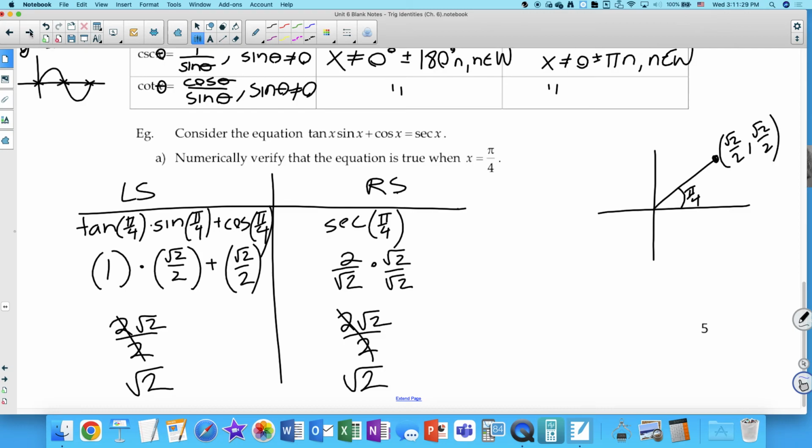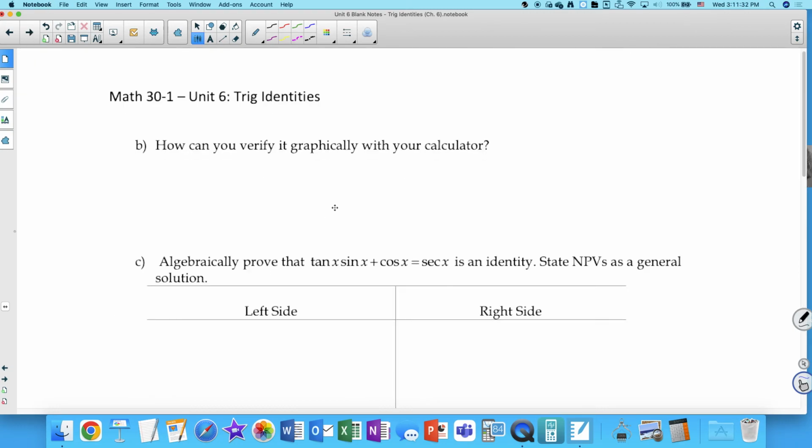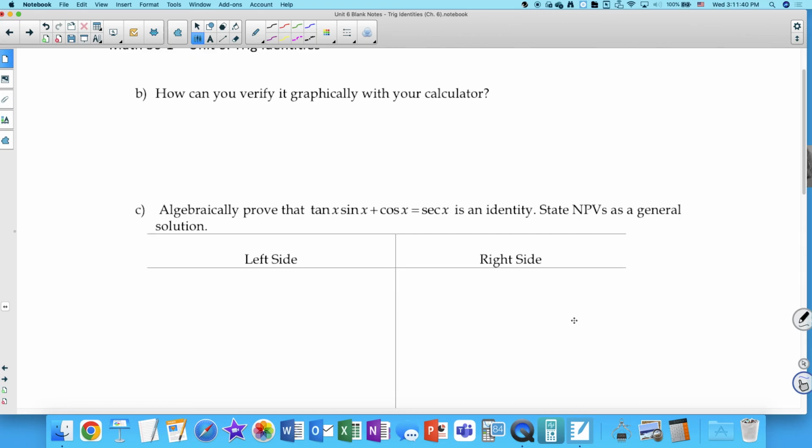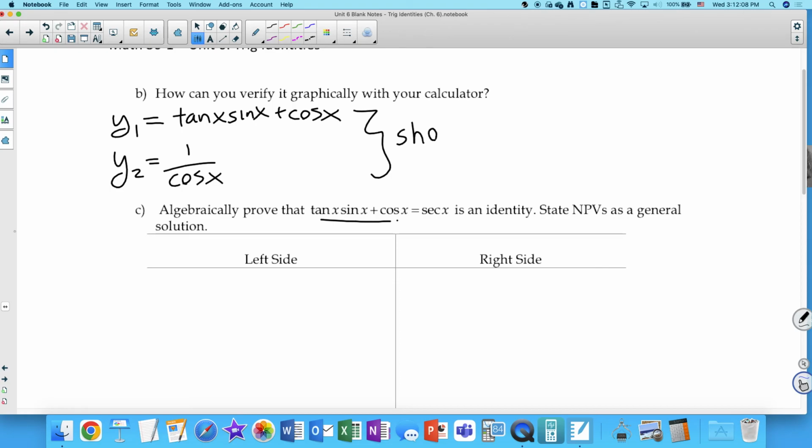All right. So how can you verify? So we're working with the same question. How could you verify this graphically on your calculator? We're not actually going to go through this, but the way that you would verify it is graph y1 equals the left side, which is here, and y2. Now, you don't have the secant ratio on your calculator, so you would have to enter it as 1 over cosine x. And then you would just show overlap.